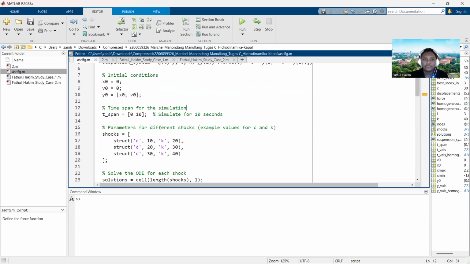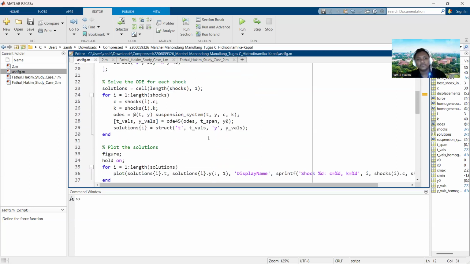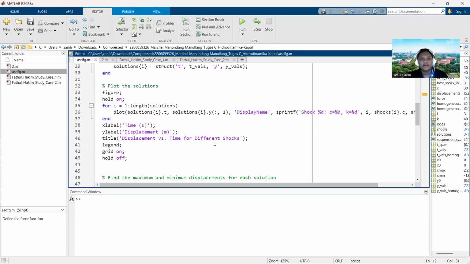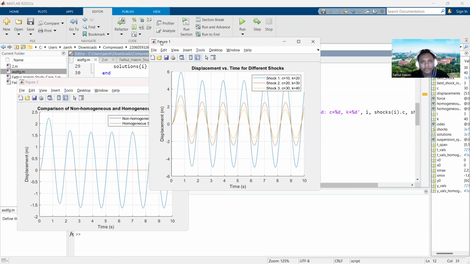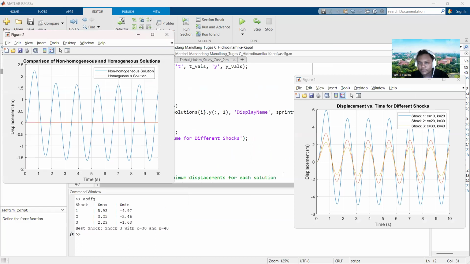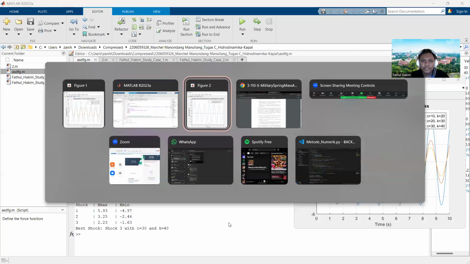Now, the time span for the simulation, we make it 10 seconds, and the parameters of the different shocks are the values of xi and k: 10 and 20, 20 and 30, 30 and 40. Now, we solve for the shocks and plot them. Let's run it.